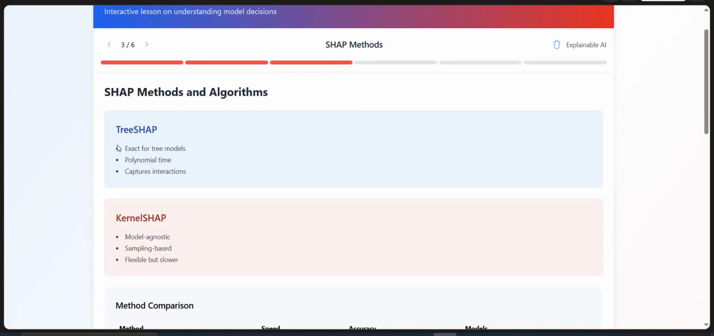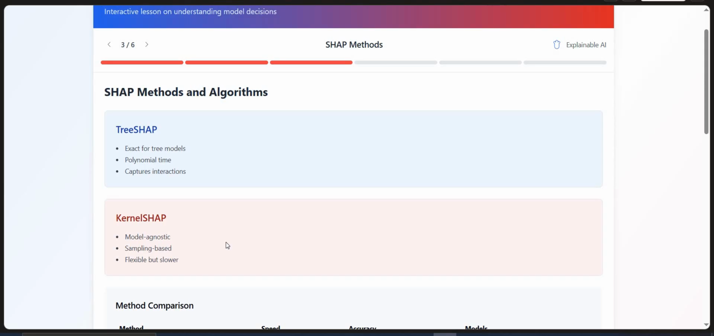And so how do we actually compute these values in practice? That's where SHAP methods come in. The two main ones are Tree SHAP and Kernel SHAP. Tree SHAP works specifically with tree-based models like gradient boosting or random forests. It is efficient, runs in polynomial time, and gives exact results. Kernel SHAP, on the other hand, is model agnostic. It works with any model, but it's based on sampling, so it's slower and approximate.